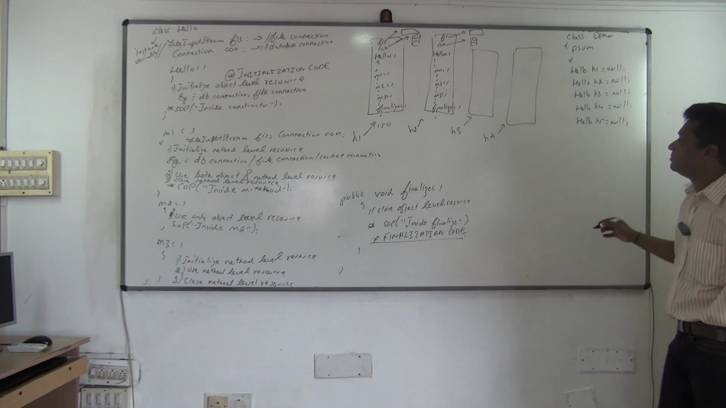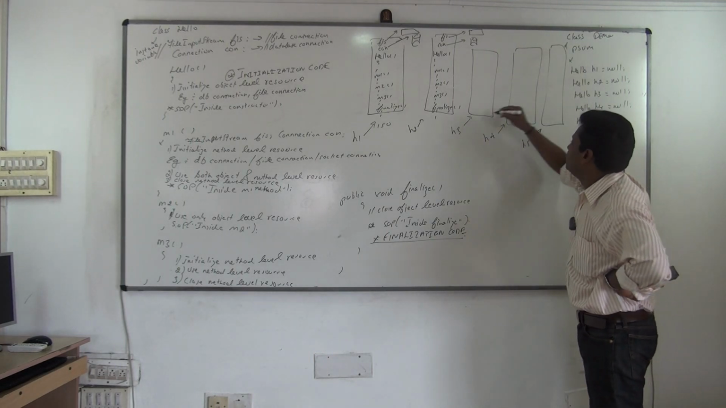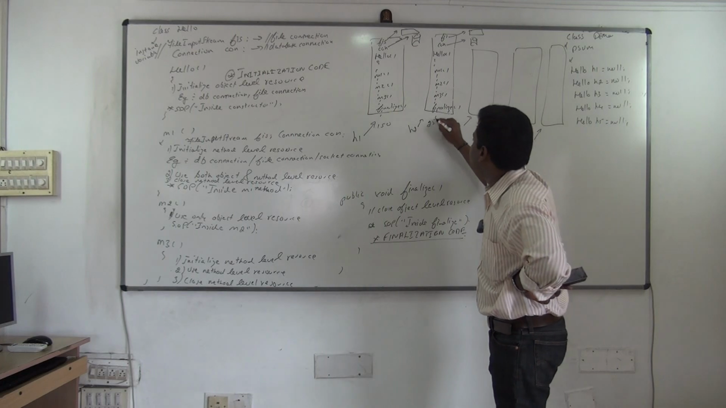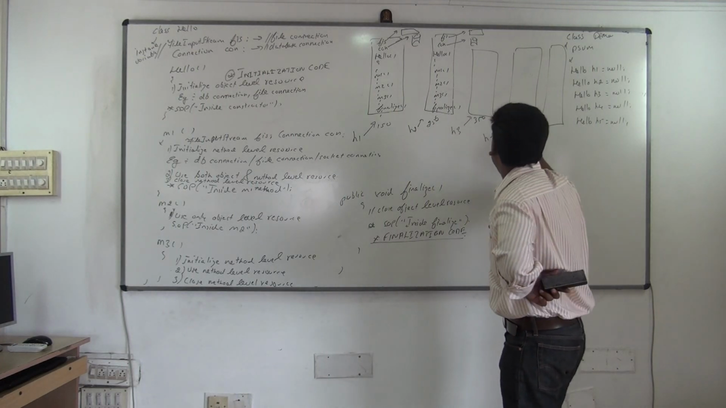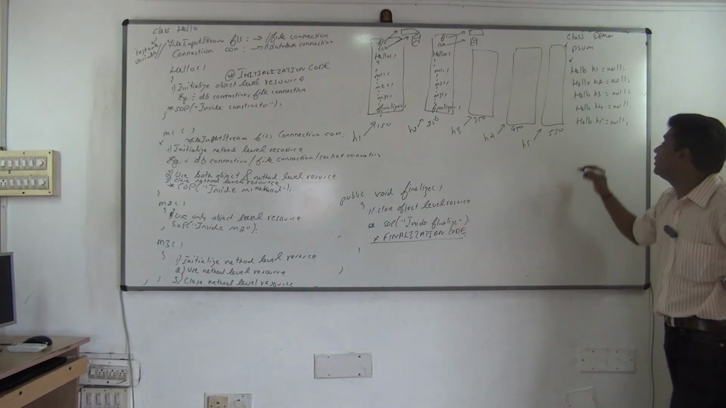So we have 5 variables. Similarly, you can create one more object, h5. So this address is 150, this is 250, this is 350, this is 450, this is 550. You can check. So like this, you can create 5 objects.